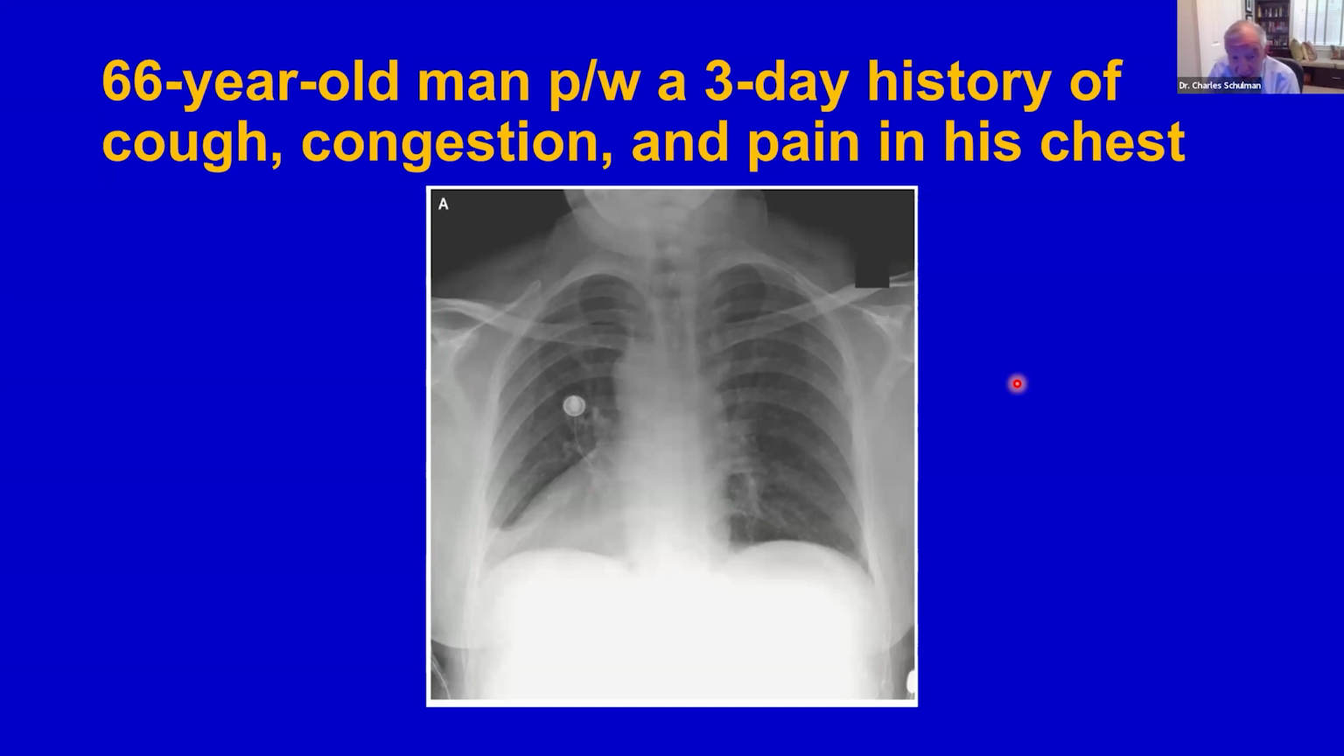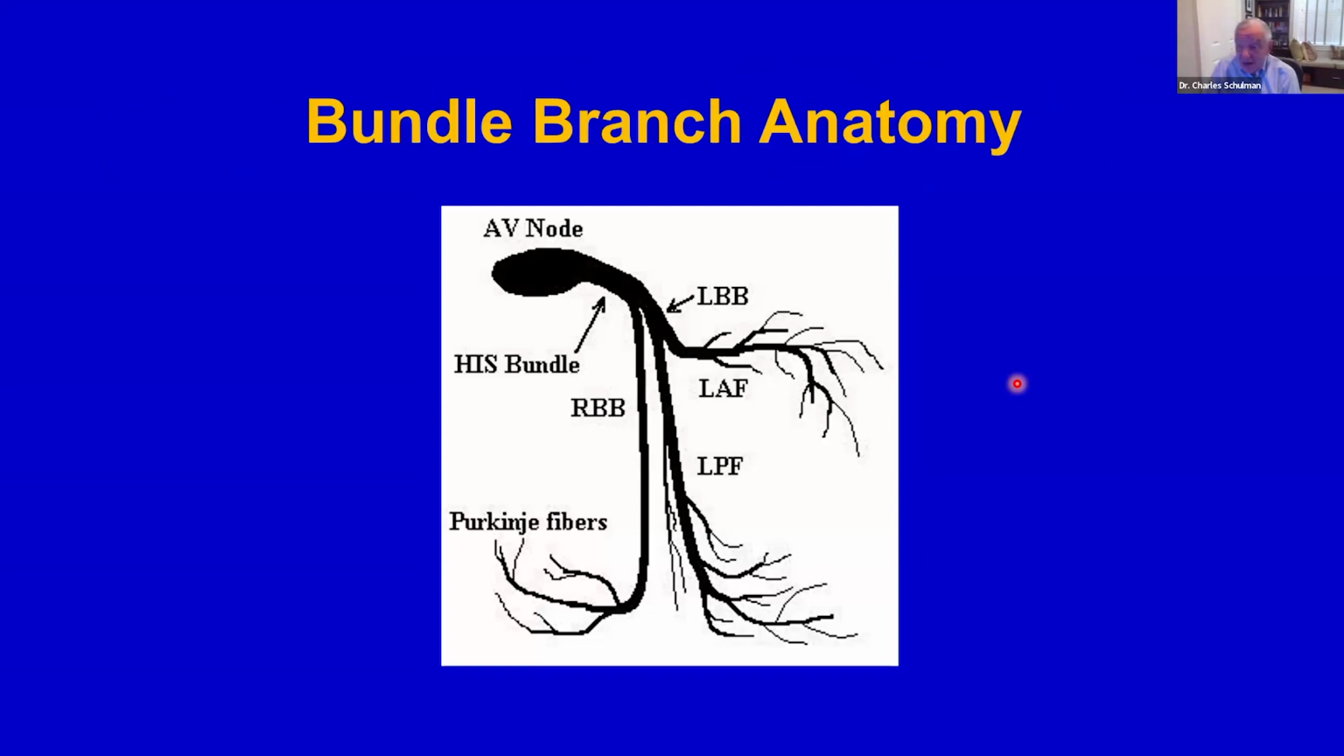His lungs, incidentally, are clear. Okay. Now, turning to bundle branch block, we review the bundle branch anatomy. So here's the AV node, here's the common bundle or His bundle, here's the right bundle, here's the left bundle, which divides into an anterior fascicle and a posterior fascicle.